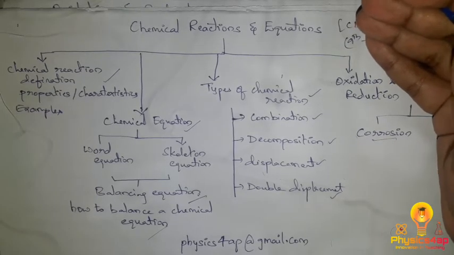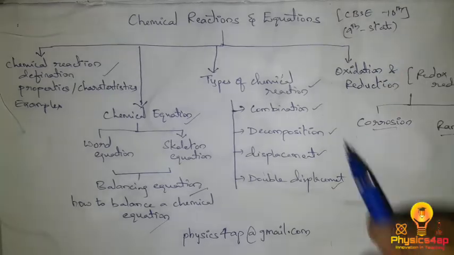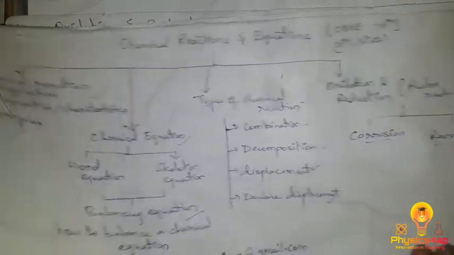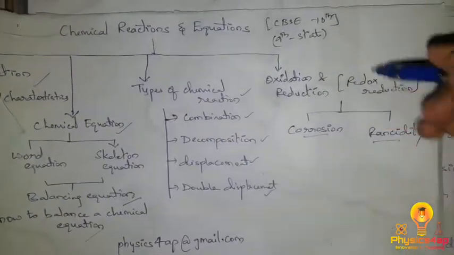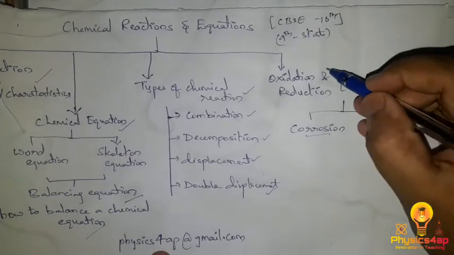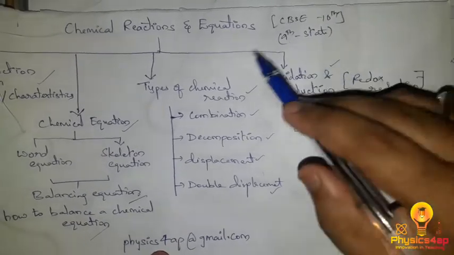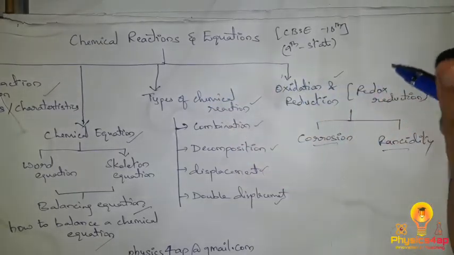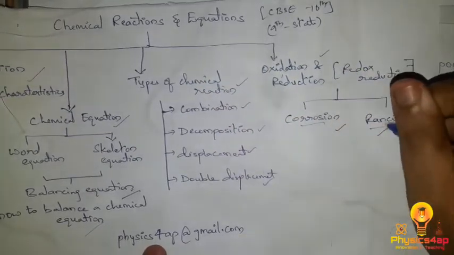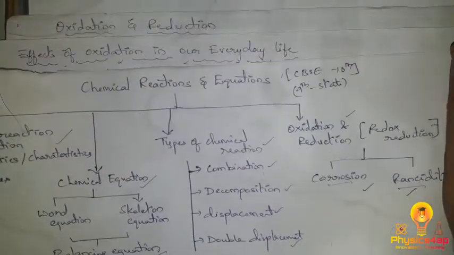Today we are going to discuss the oxidation and reduction reaction, and in that we will discuss corrosion and rancidity. By this we'll be completing the chapter, Chemical Reactions and Equations. So let us discuss oxidation and reduction here.